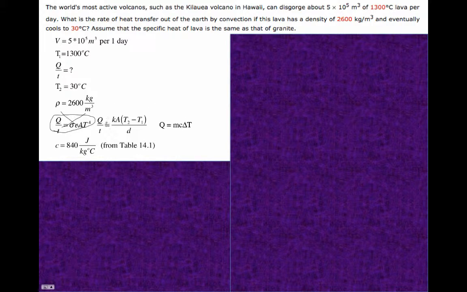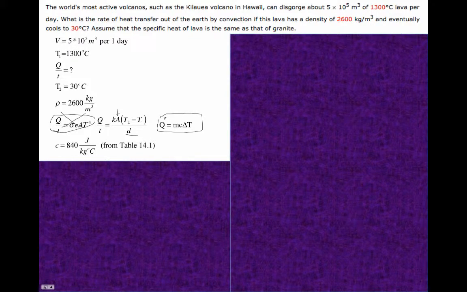That doesn't look too good. There's really nothing about convection, but there is convection. But we don't have an area. We do have a delta T. We don't have a D. It doesn't look real good. So that kind of leaves us with this one.